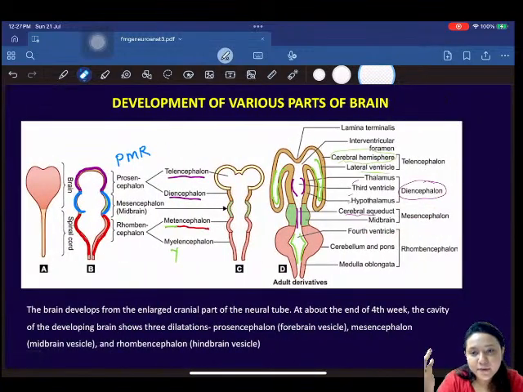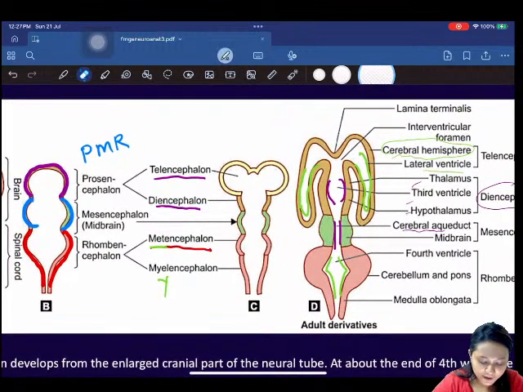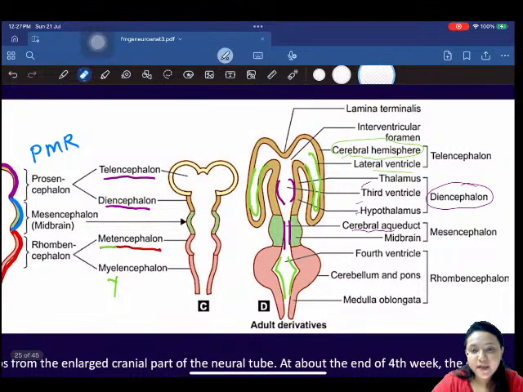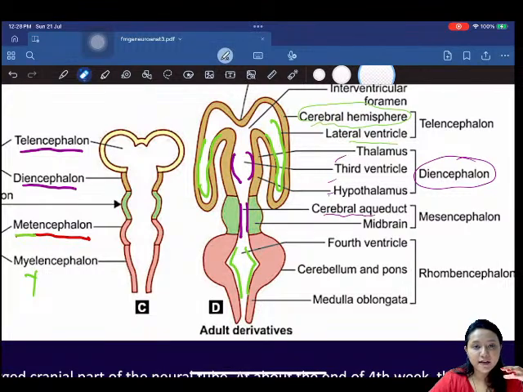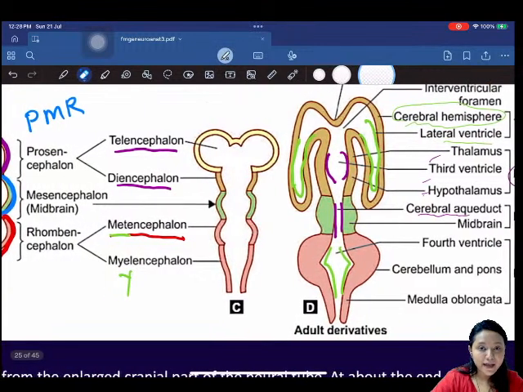First comes PMR: prosencephalon, mesencephalon, and rhombencephalon. Prosencephalon means your forebrain. It is again divided into your telencephalon and diencephalon. Telencephalon will give rise to the cerebral hemisphere, and the cavity is your lateral ventricle. Diencephalon will give your thalamus, hypothalamus, subthalamus. Cavity is third ventricle. Mesencephalon is the midbrain, and the cavity is your cerebral aqueduct of Sylvius. Rhombencephalon is the hindbrain. The cavity is the fourth ventricle. Rhombencephalon is divided into your metencephalon and myelencephalon.